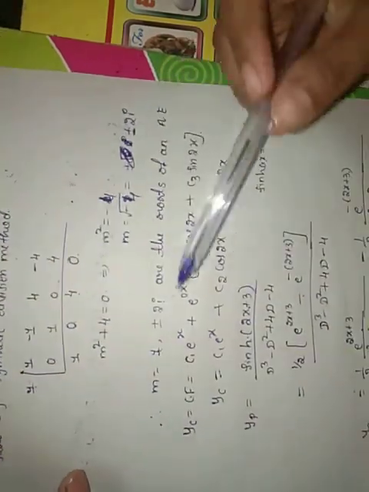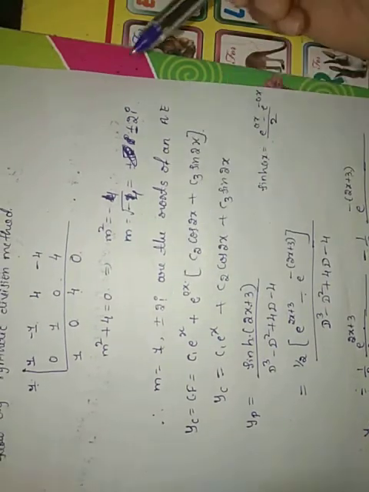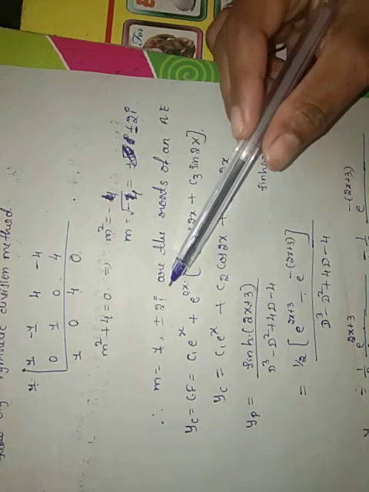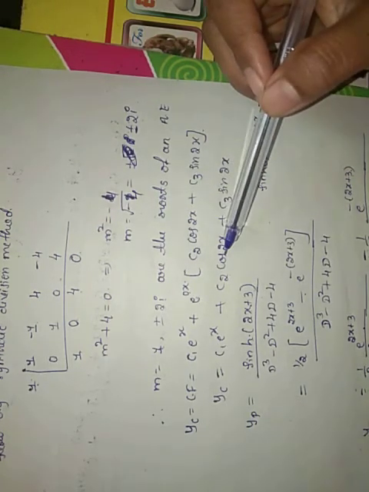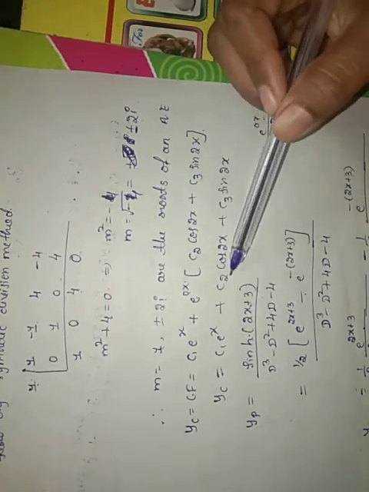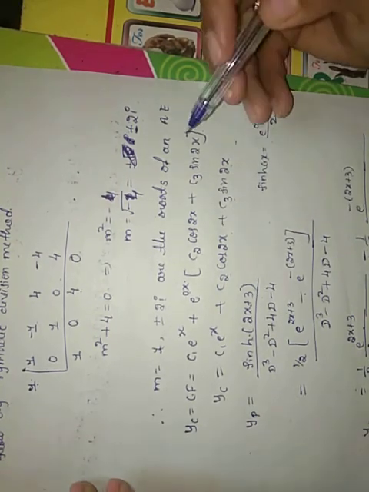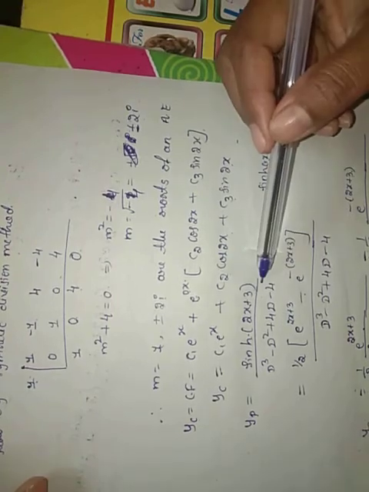So totally we got the roots m equal to 1 and plus or minus 2i as roots for the auxiliary equation. So for the auxiliary roots we write the complementary function yc is equal to c1 e raised to x plus c2 cos 2x plus c3 sin 2x. And then we go for the particular integral.